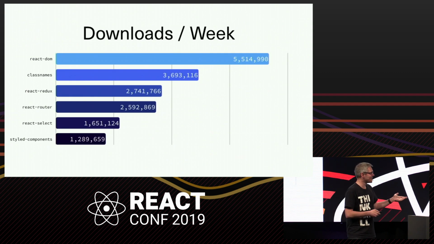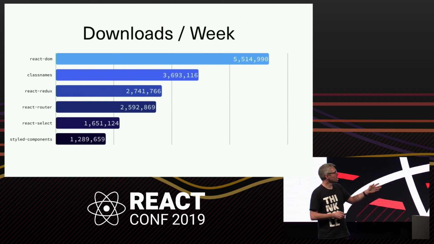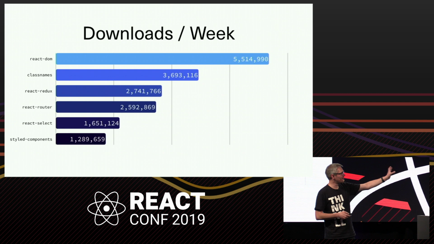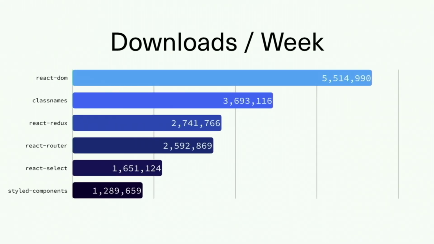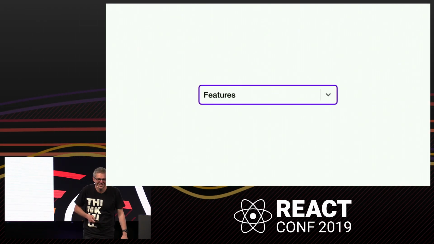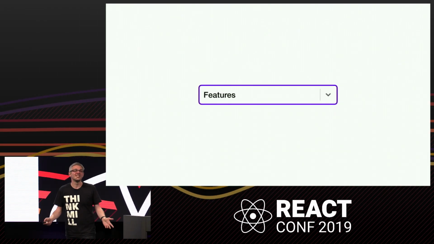And just to put that in context, I don't know how this happened. React DOM gets 5.5 million downloads a week. That makes sense to me. Classnames still gets a lot. Redux and React Router, I'm like, yeah, they're huge. But React Select actually gets 30% of the downloads of React DOM, which means that for every 3 people using React on the web, or I guess if you're counting by downloads, someone's using React Select. Why? It's crazy, right? It's just a Select component.